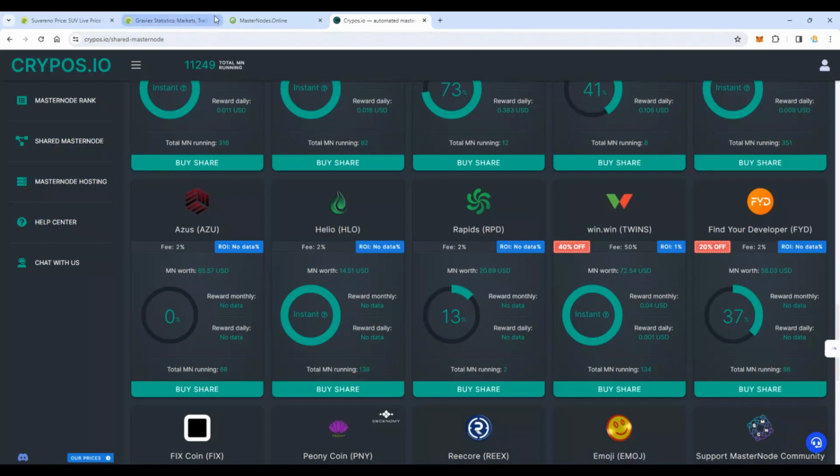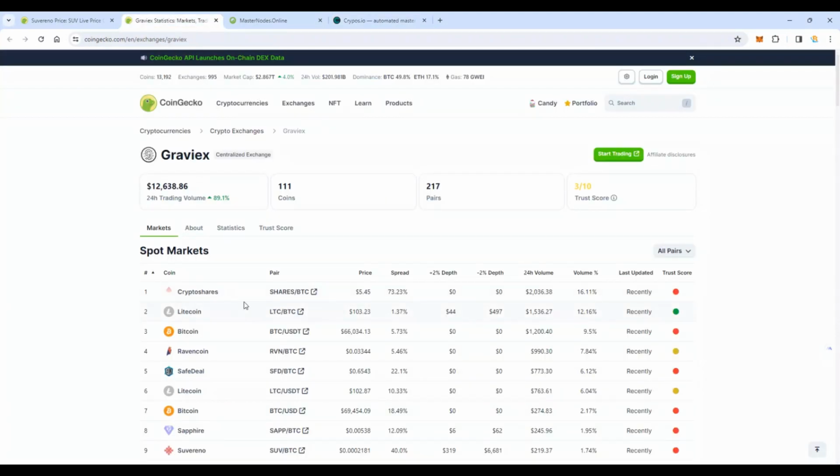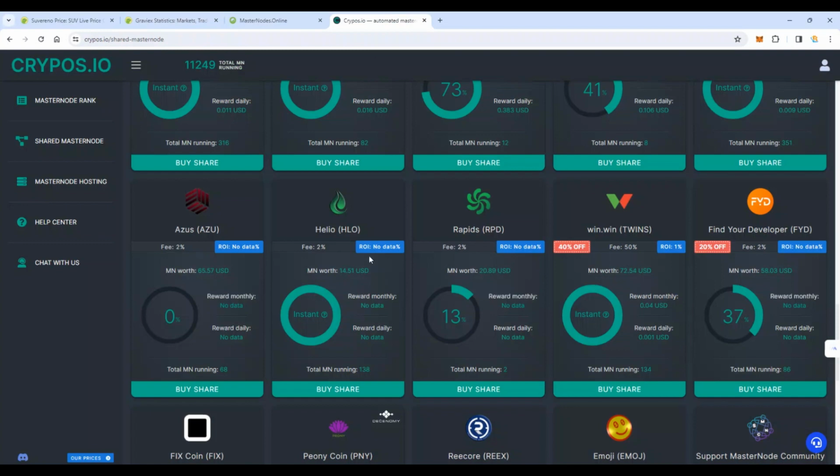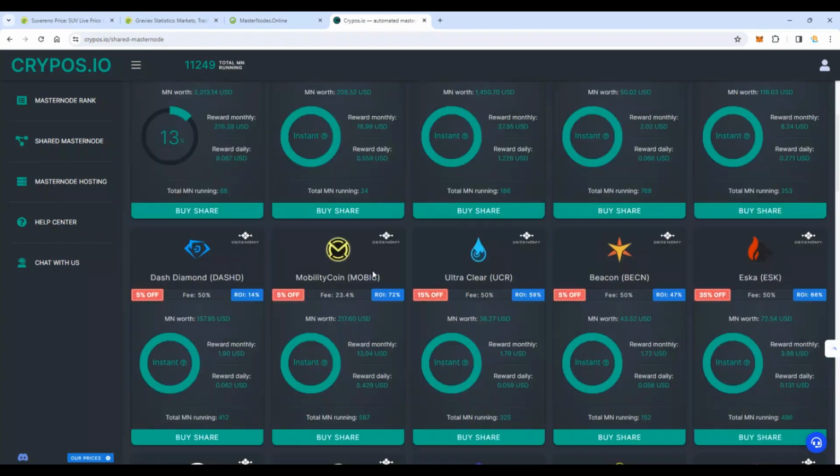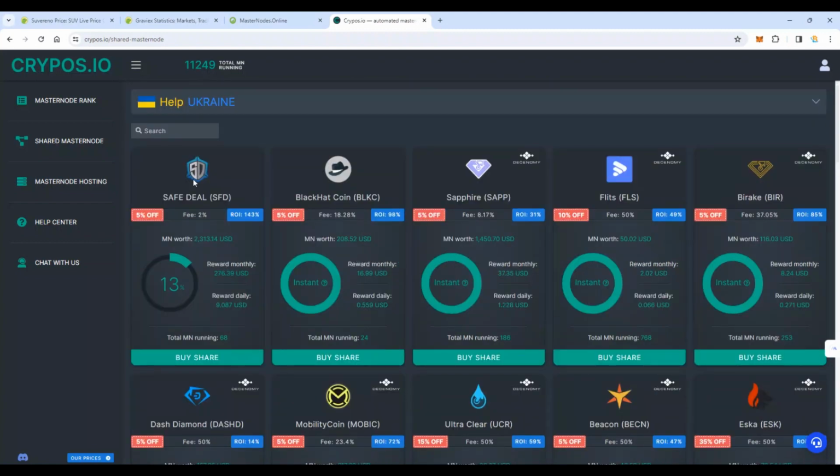So it's really disturbing. Now that also means, for example, you can use a decentralized non-custodial wallet or a custodial wallet to receive your rewards. Actually, I can see we have SafeDeal here, and the SafeDeal volume is 773. I think SafeDeal is also available on Crypos. Let me search for it. Yeah, you can see it's here.